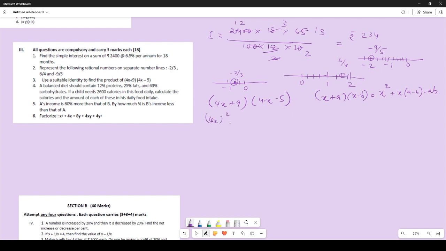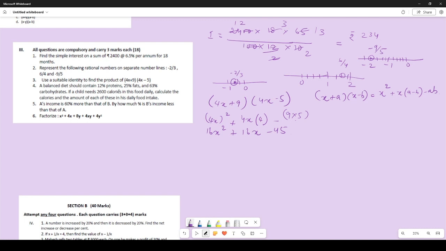(4x) whole square plus 4x into (9 minus 5) is what? 4 minus 9 into 5, right? So we get 16x square plus 16x minus 45 as our answer for question number 3.